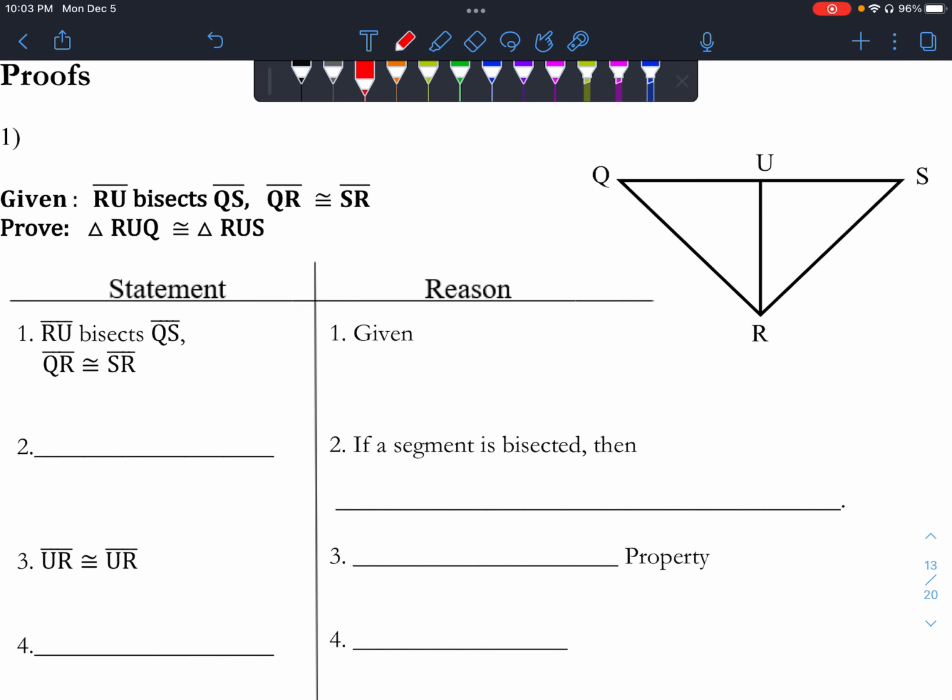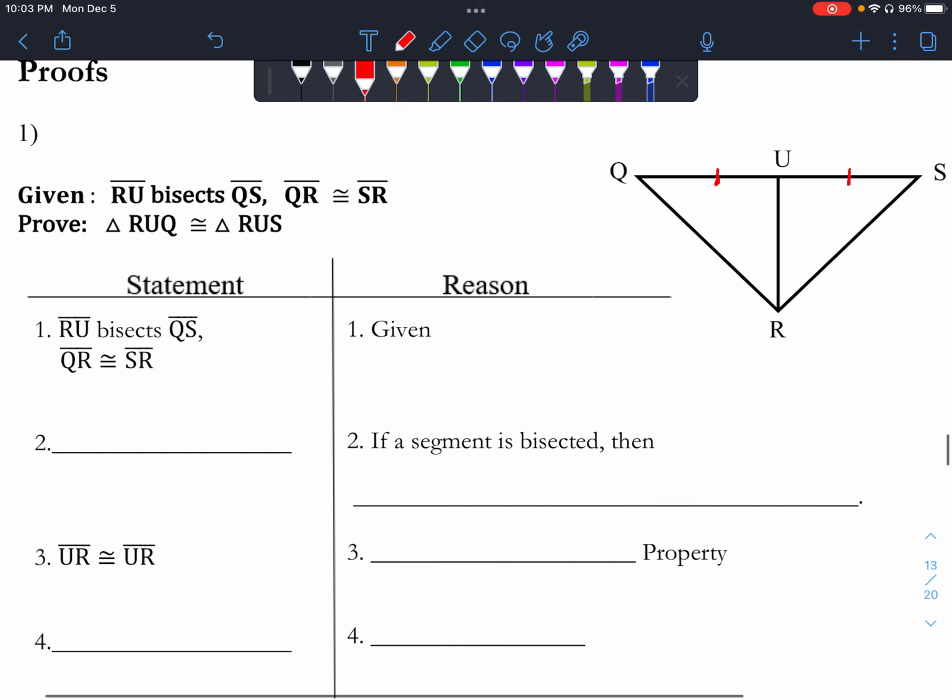First thing it says RU bisects QS. So remember, bisecting means that we have two congruent sections. It tells us QR is congruent to QS or to SR. And they want to figure out, is this triangle on the left-hand side congruent to the triangle that we see on the right-hand side?